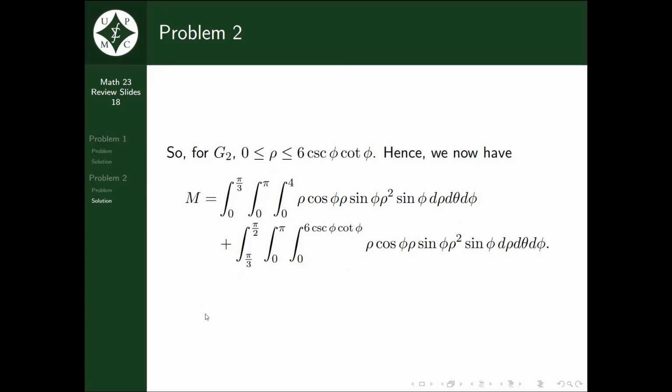So both of our problems involve splitting our solid using a cone because it had different rho boundaries. Not every problem will be like this, but it's an important trick to keep in mind.